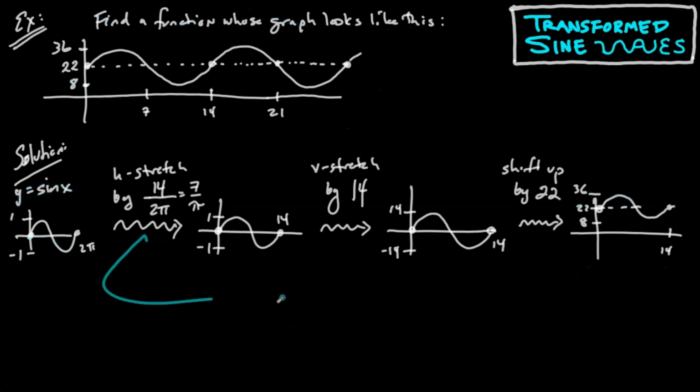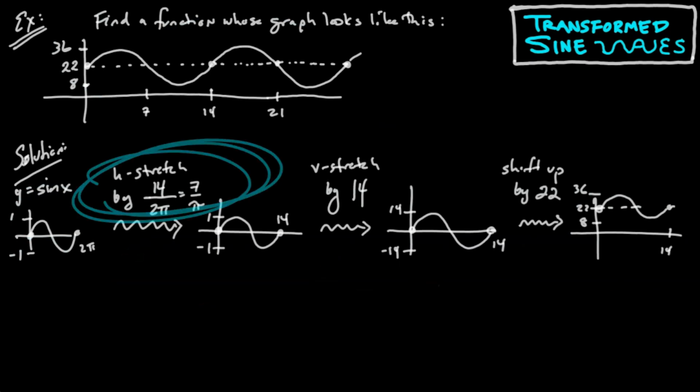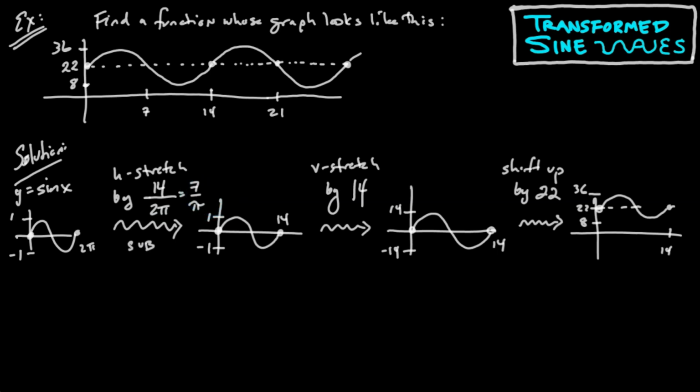Now I just have to think about the corresponding algebraic transformations. Well, a horizontal stretch by 7 over pi, that's a substitution for x, and everything gets reversed. We're not substituting 7 over pi x for x. We are taking the reciprocal of that thing. So we are substituting pi over 7x for x. A vertical stretch by 14. That's easy. We just take the right-hand side and multiply by 14. A shift up by 22. That's easy too. We just take the right-hand side and add 22.